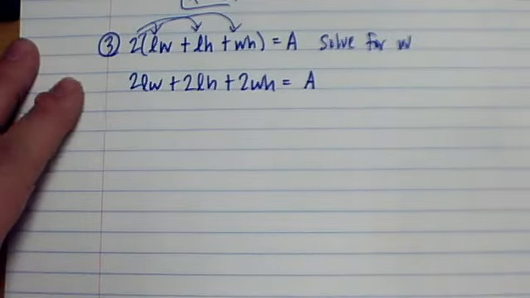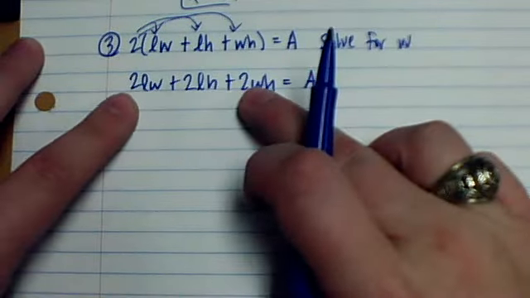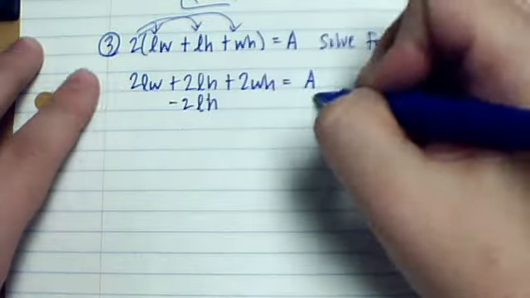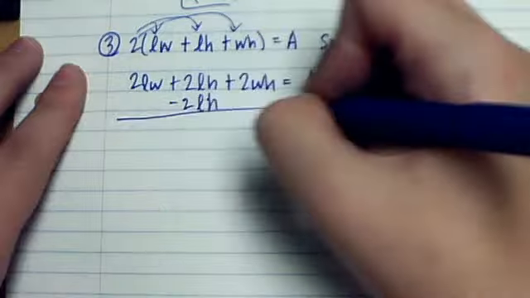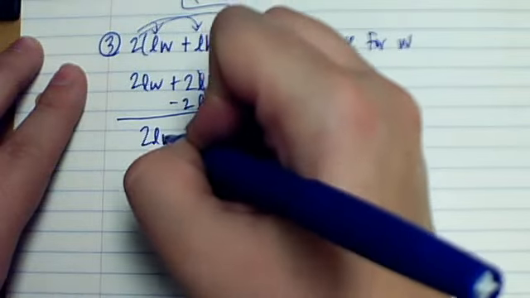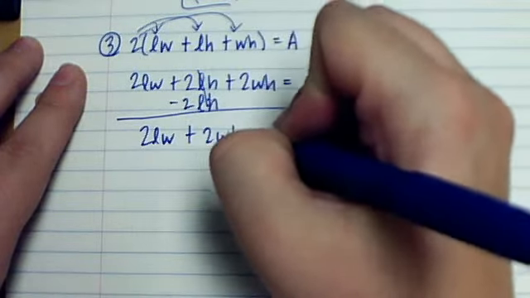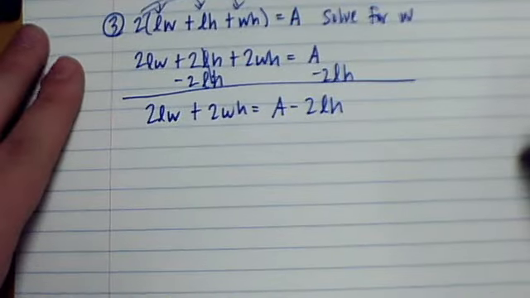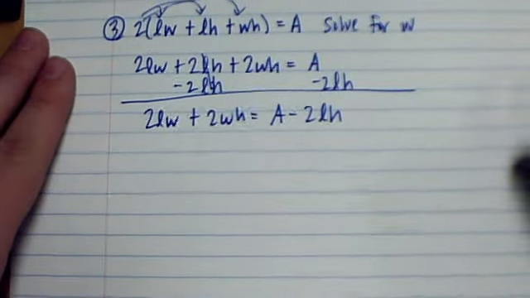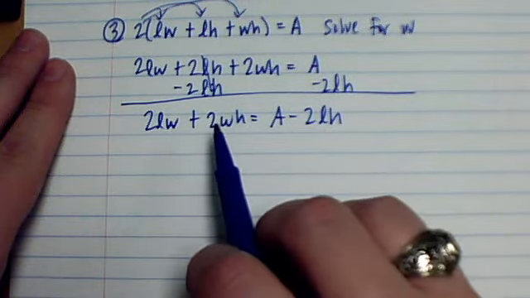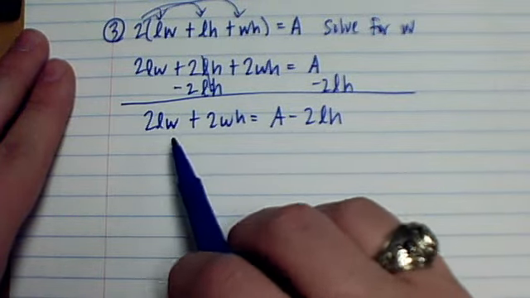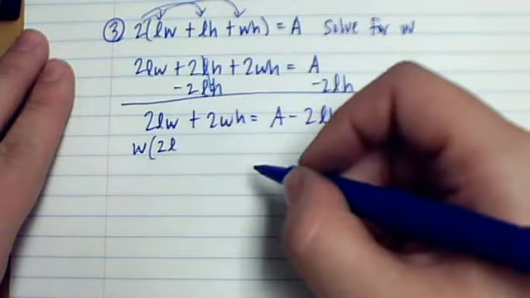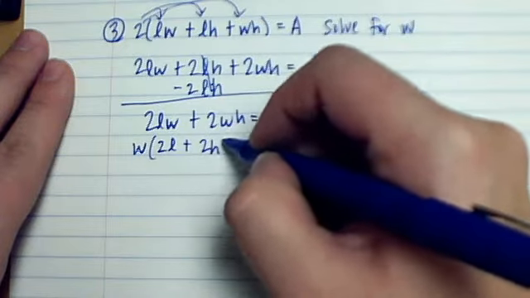Alright, and then let's look. We have W's in the first and third term, so I'm going to move this middle term since it doesn't have anything that we want to deal with. So I have 2LW plus 2WH equals A minus 2LH. From here it gets a little bit tricky. I have a W in both of these terms, so I'm going to factor that W out. So I have W, and what's remaining is 2L and 2H.